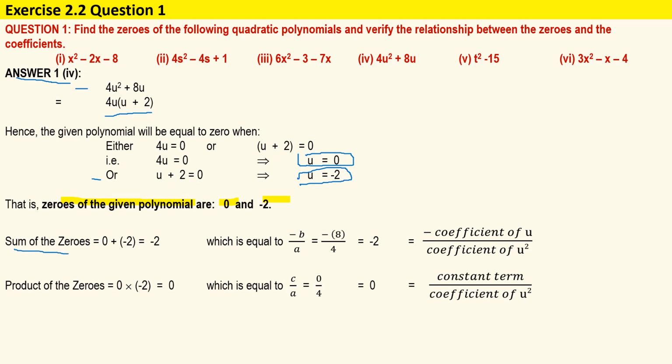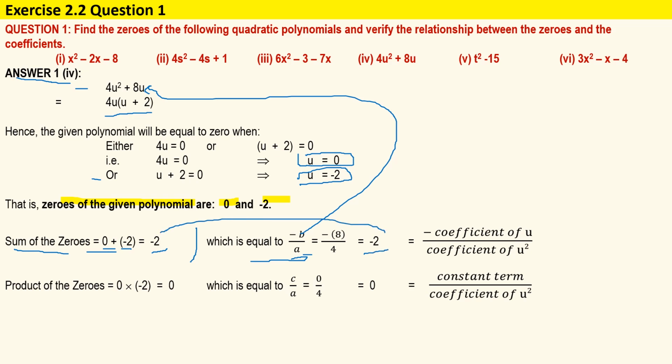So the sum of the zeros which we just found out will be 0 plus minus 2, which will be equal to minus 2. And this sum is indeed equal to minus b by a. That is, in our case, in the polynomial we are given the value of b is 8 and minus b will be minus 8, a will be 4. So this minus b by a will be equal to minus 2, and that indeed is equal to the sum that we found by adding up the zeros that we calculated. So this relationship has been verified.